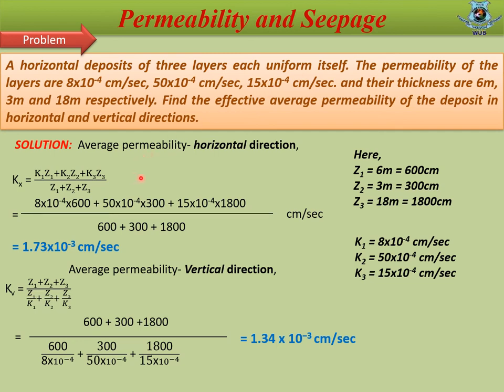If we input these values in this equation, we can write Kx equal to 1.73 into 10 to the power minus 3 centimeter per second. Again, average permeability for vertical direction, Kv equal to Z1 plus Z2 plus Z3 divided by Z1 divided by K1 plus Z2 divided by K2 plus Z3 divided by K3. Here, all values are same as used in Kx. And finally, we can write Kv equal to 1.34 into 10 to the power minus 3 centimeter per second.